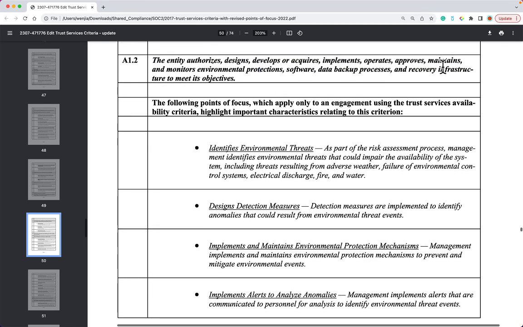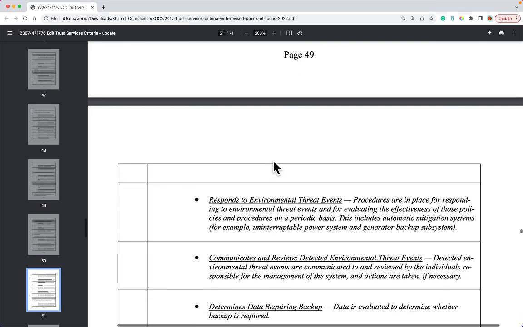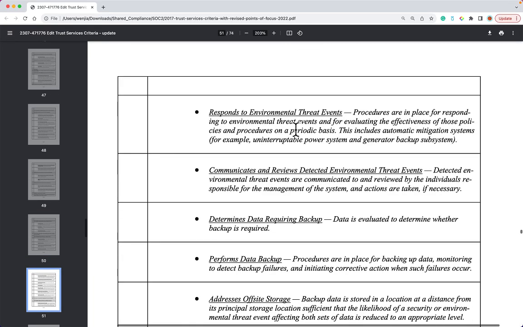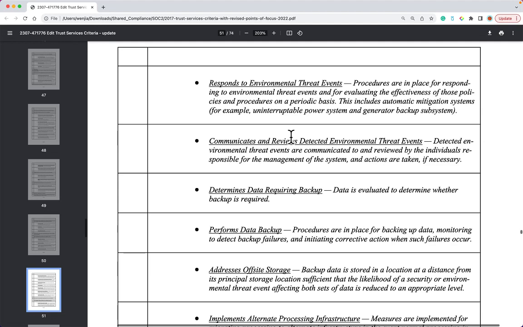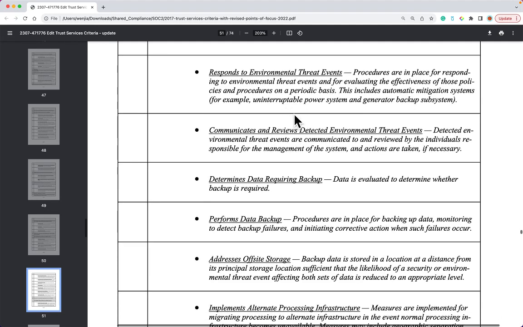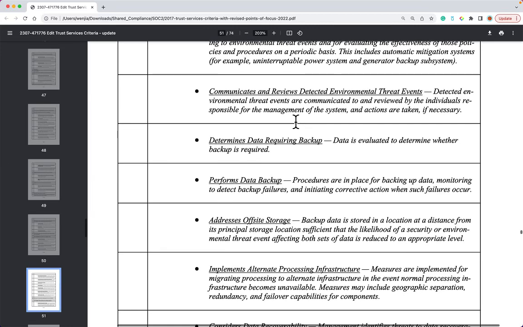Acquire, implements, operating, approve, maintain. So this point is how to react, since you have a system to detect and you know what type of hazard it is. Now you need to respond. You need to have the reaction to solve the issue. Next, communicates and reviews detected environmental threat events. So you detected, and they are communicated and reviewed by the individuals responsible for the management of the system, and actions are taken if necessary.